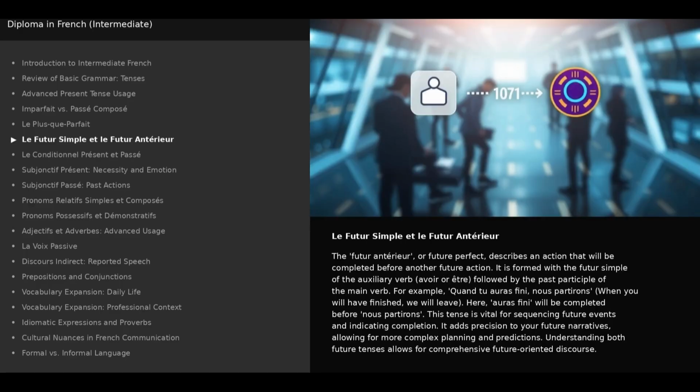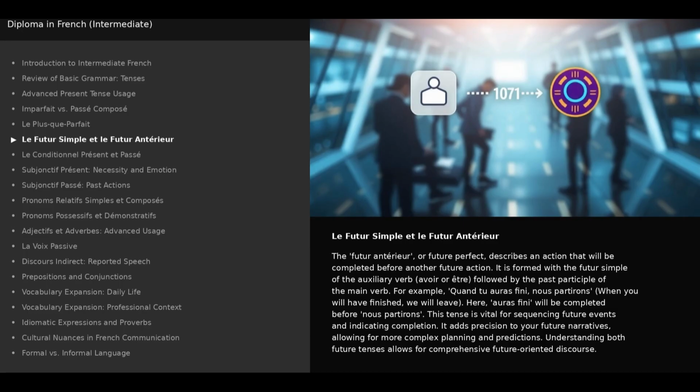The futur antérieur, or future perfect, describes an action that will be completed before another future action. It is formed with the future simple of the auxiliary verb, avoir or être, followed by the past participle of the main verb. For example, quand tu auras fini, nous partirons. When you will have finished, we will leave. Here, auras fini will be completed before nous partirons.